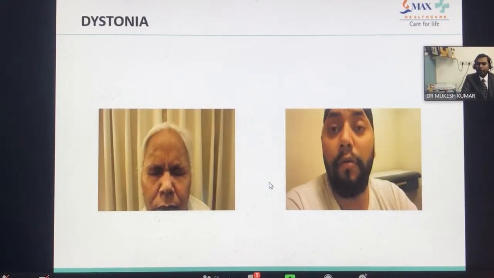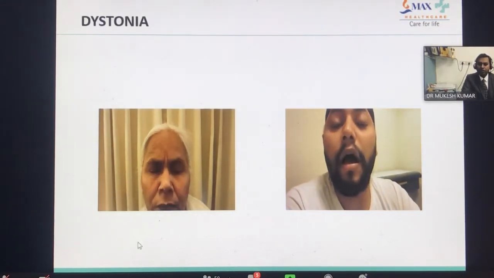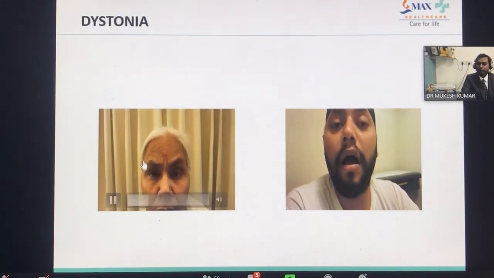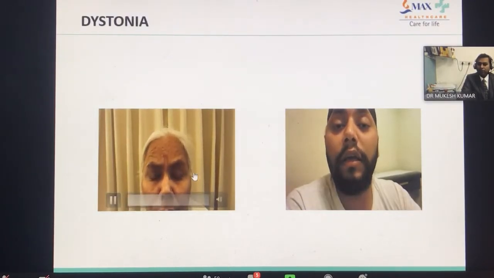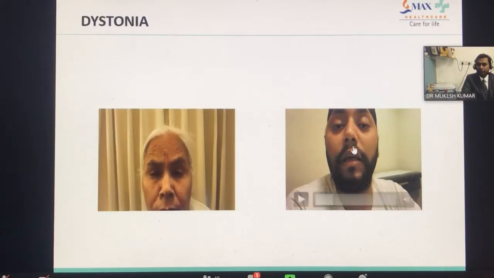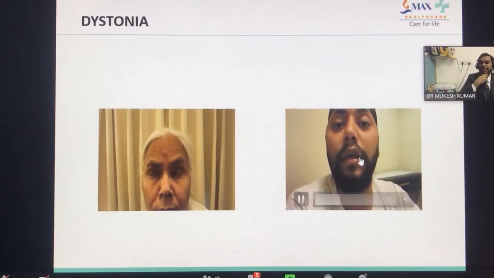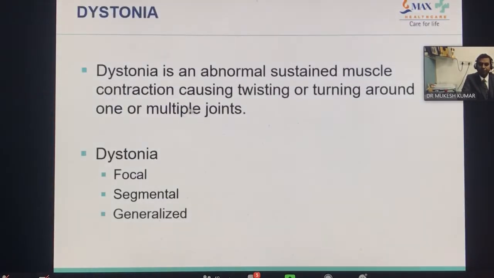Another component of movement disorder is dystonia. One type of dystonia which is commonly seen is blepharospasm, and facial dyskinesia and hemifacial spasm. This is adductor dysphonia. It is laryngeal dystonia. So dystonia may be focal, segmental, or generalized.